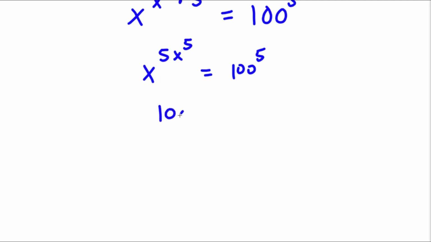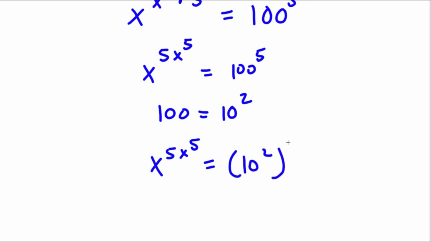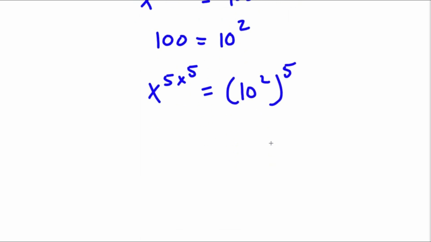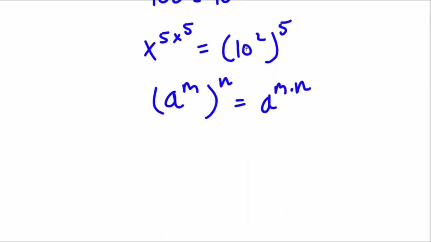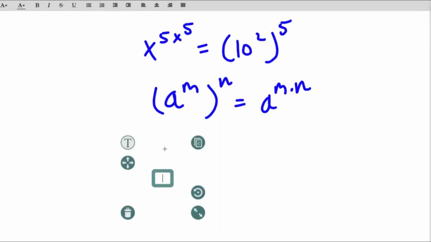Now, 100 here, this is the same thing as 10 squared. So now if I substitute this value in for 100, I get x to the power of 5x to the power of 5 is equal to 10 squared to the power of 5. Now again, remember how if we had something in the form a to the power of m to the power of n, this is equal to a to the power of m times n. So 10 to the power of 2 to the power of 5 here.